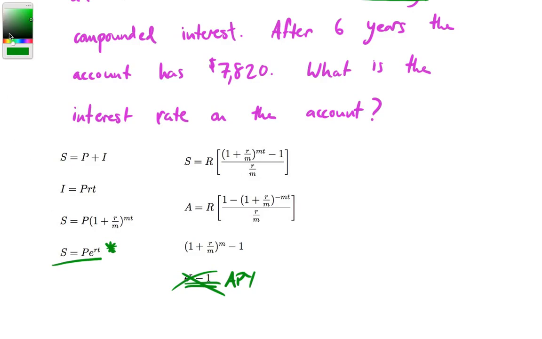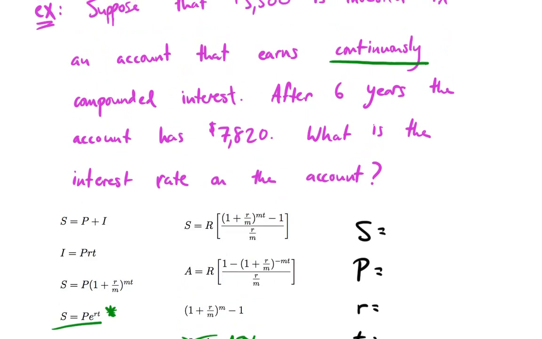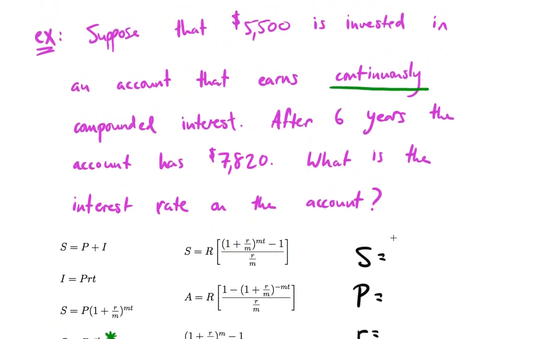Okay, so our unknowns here are S, P, R, and T, because remember, little e is not an unknown. That's just a constant like pi. So future value, do we know the future value? Let me scroll up a little here. Do we know the future value? Yes. We want to know the interest rate, but in the end, after 6 years, it has 7820 in it. So that's the future value.